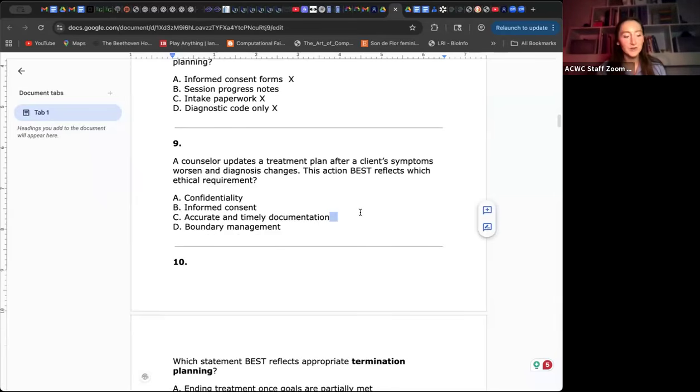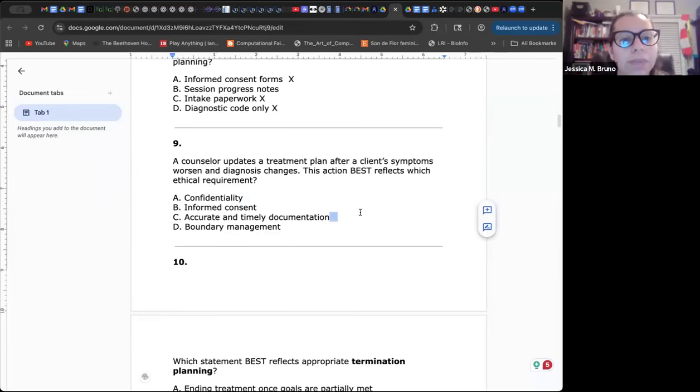And then Jessica, if you feel comfortable, would you like to try 9? Thank you, Quinny. A counselor updates a treatment plan after a client's symptoms worsen and a diagnosis changes. This action best reflects which ethical requirement? A, confidentiality. B, informed consent. C, accurate and timely documentation. D, boundary management. I'm going to eliminate A, I'm going to eliminate B, I'm going to eliminate D, and I'm going to go with C.